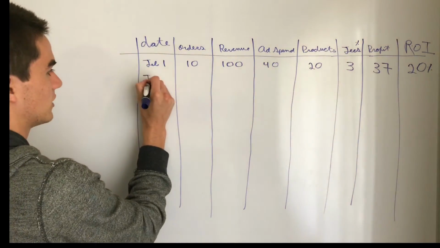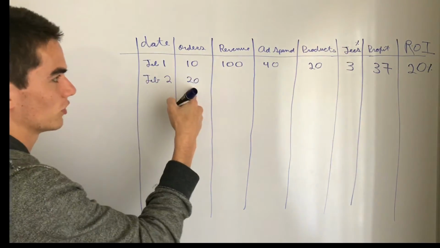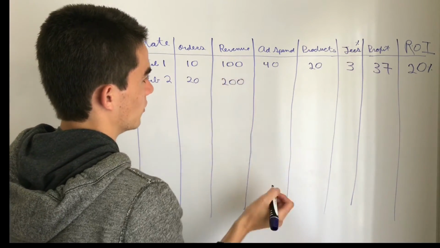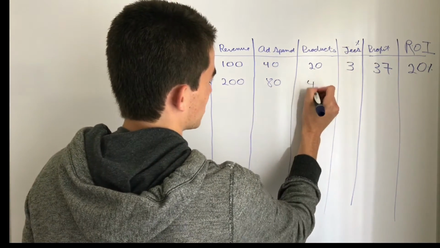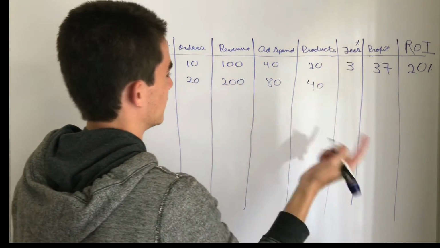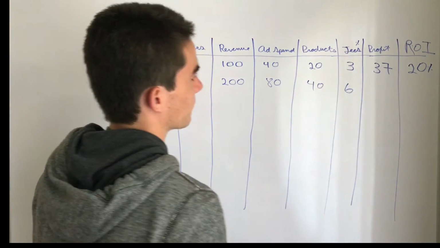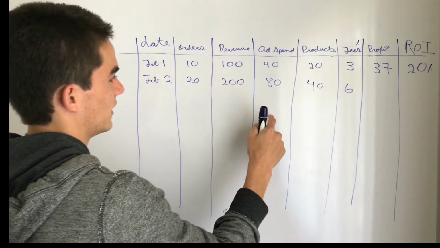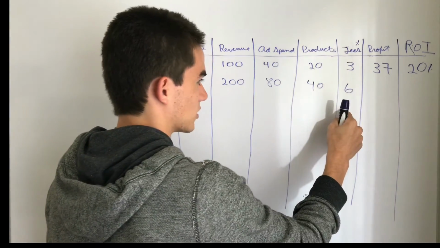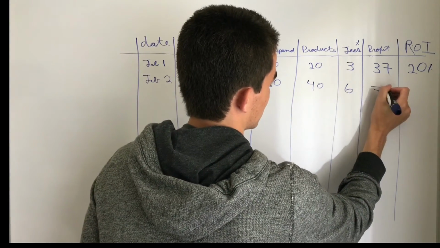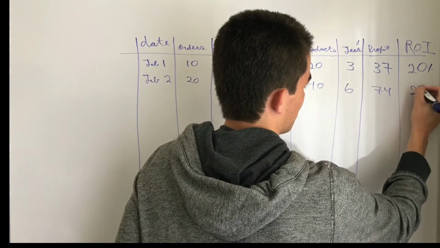This is everything I do. It continues here, February the 2nd. Let's say we made 20 orders. We made $200 in revenue. We spent $80 in ad spend. We had $40 in products, and in fees, let's say it was $6. And profit is gonna be 200 minus 80, it's gonna be 120, minus 40 is 80, minus 6 is gonna be 74, if I'm not mistaken. So $74 profit, and let's say a 25% profit margin.